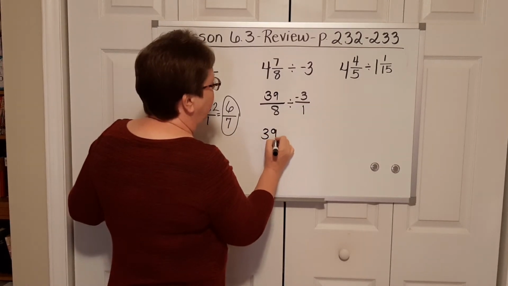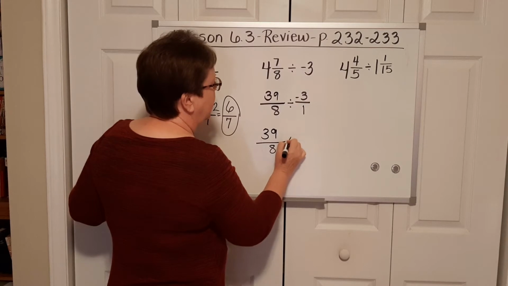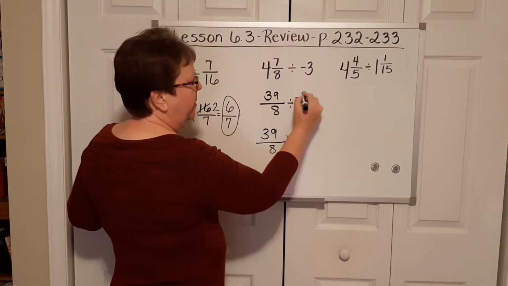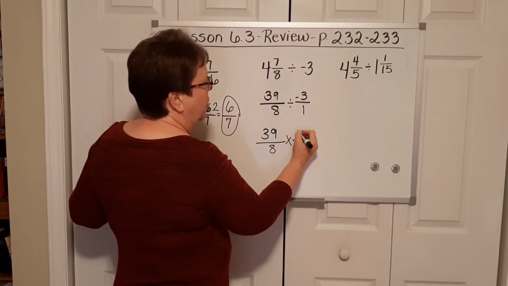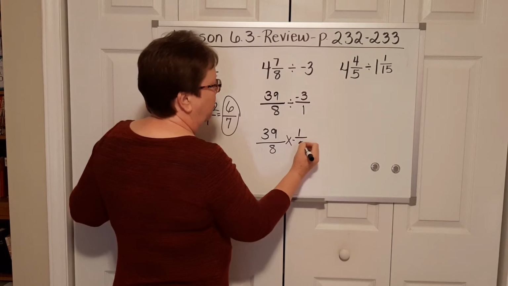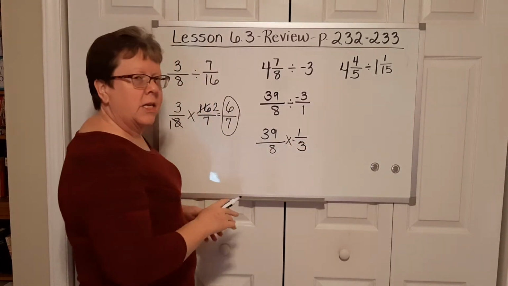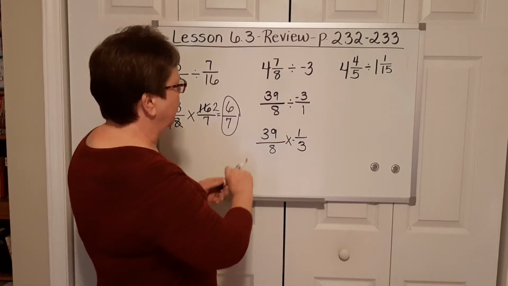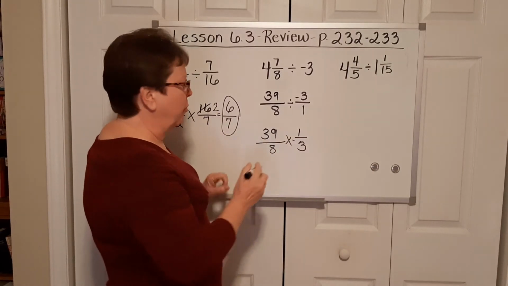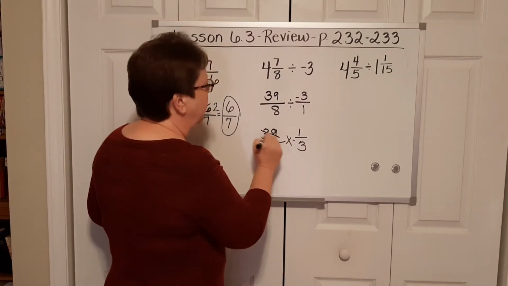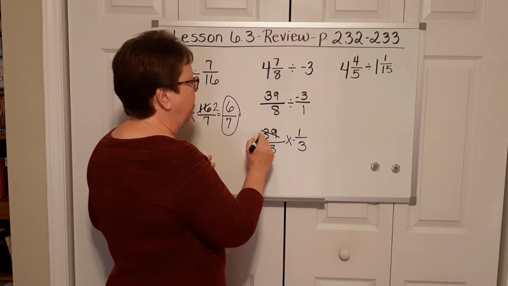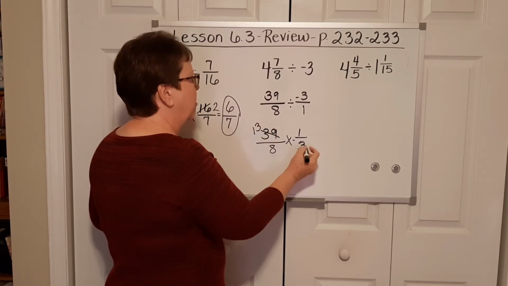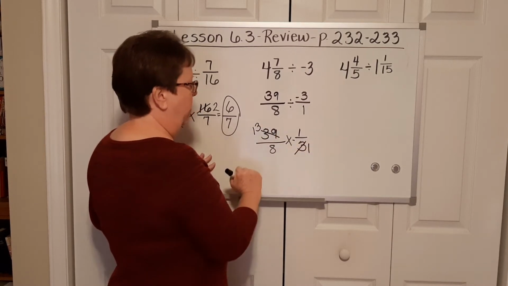So we have a 39/8 times, and we're going to flip this fraction. So it's going to be a -1/3. Okay, and let's see if we can cancel. So the 39 and the 3, we can divide them both by 3. 39 divided by 3 is 13. 3 divided by 3 is 1.